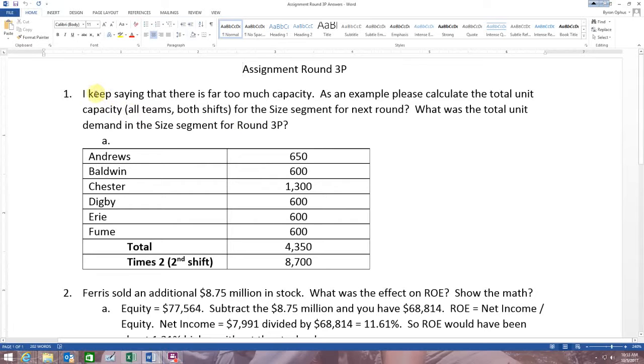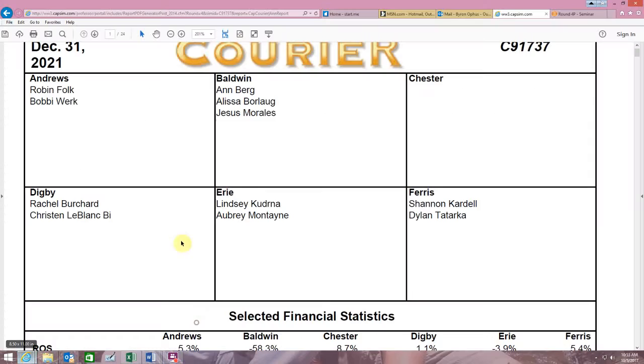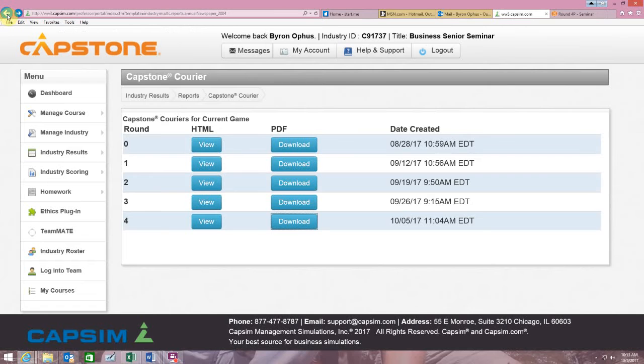So first question was, I keep saying that there's far too much capacity, and there is. As an example, please calculate the total unit capacity, all teams, both shifts. Tried to give you lots of hints there for the size segment for next round. What was the total unit demand in the size segment for round 3? Oh, I didn't put my answer on there, but we'll go find it. Except I gotta go back because I'm on round 4. So let's go take a look at round 3 and see what we come up with there.